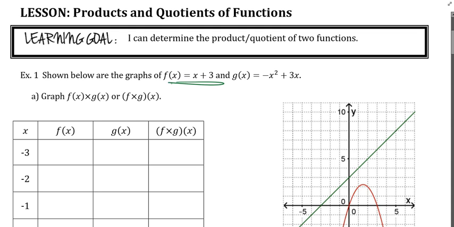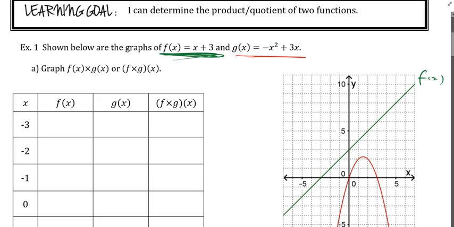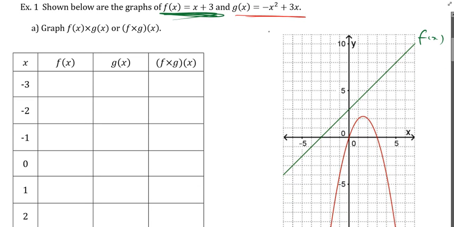So f at x is x plus 3. It's this green one, f at x. And g at x is this red one. It's a quadratic. It opens downwards, and it's graphed here for us. But you could kind of see that you could factor it, or complete the square would be a bit of a decimal, but you could do that to figure out what the graph is. And this guy here is g at x.